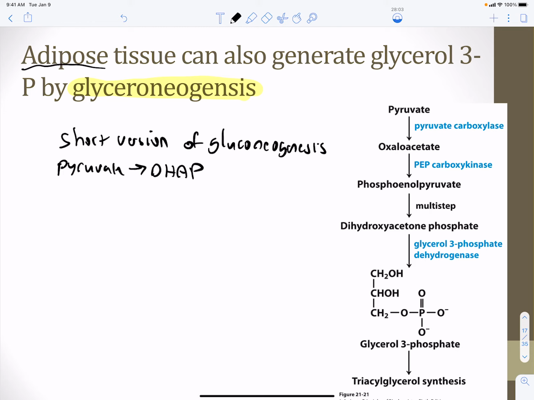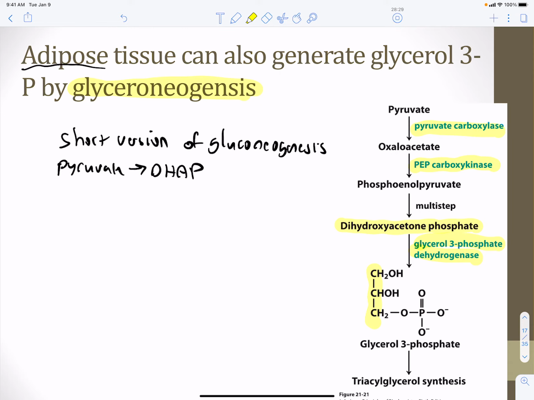Right? And so that's shown here. You have your pyruvate carboxylase, adipose tissue has that. Oxaloacetate to PEP carboxykinase, adipose tissue has that. Phosphoenolpyruvate eventually gets to dihydroxyacetone phosphate. And then similar to liver, you have the glycerol 3-phosphate dehydrogenase, which will then generate the glycerol backbone so you can make a fat.